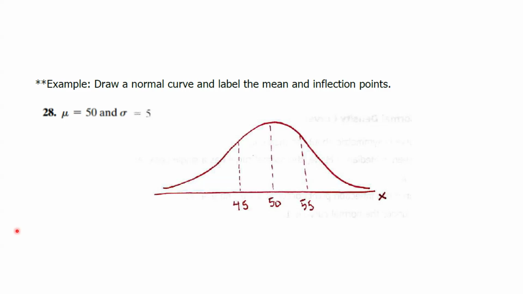Our mean is 50, so that means our line of symmetry right in the middle is going to be labeled 50. And then we need to label our inflection points, which are going to be one standard deviation to the left and one standard deviation to the right. Since our standard deviation is 5, we are going to increase 5 to the right and then decrease by 5 to the left, giving us the values 45 and 55 for our inflection points.